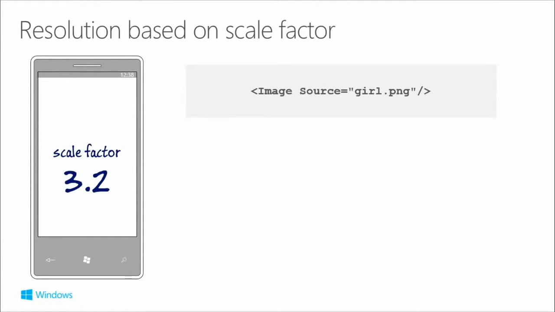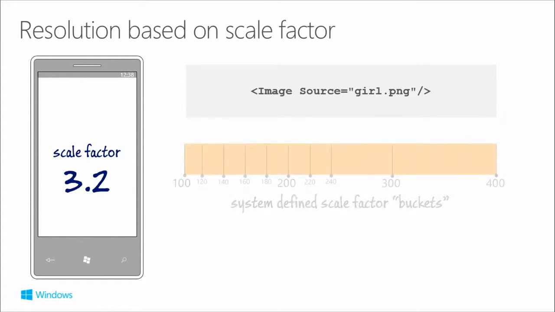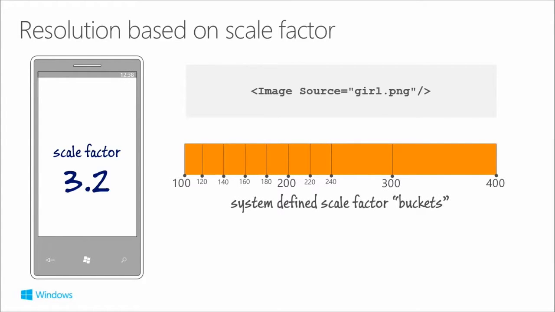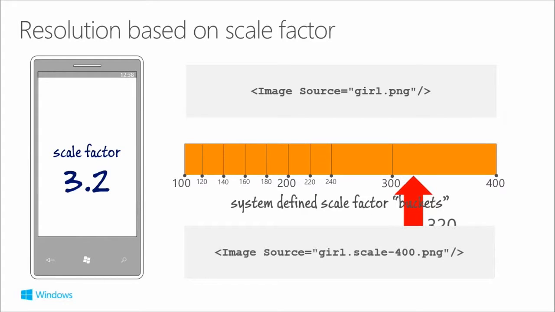So let's see what this looks like in a little bit of a conceptual example. We have our image, we've set our source. It's loaded onto a phone where the scale factor is 3.2, which is probably really high DPI. The system has defined the scale factor buckets, so there's a scale factor at 100 and 120 and 140, 200, 300, 400. This scale factor of 3.2 falls into one of these buckets, right in between 300 and 400. We're going to round up and pick the 400 element, and that high resolution image is the one that we're going to bring in. We're going to place it wherever that image control has gone.